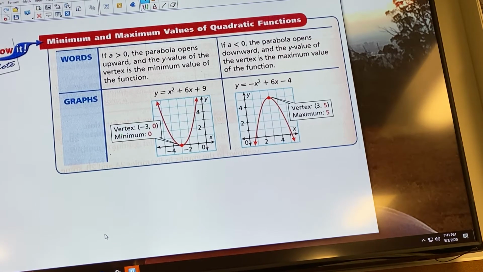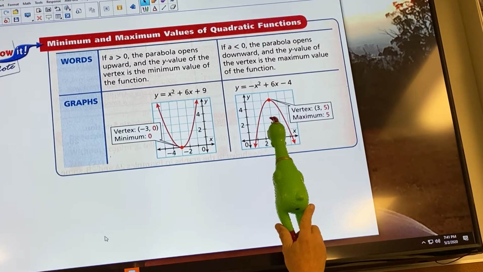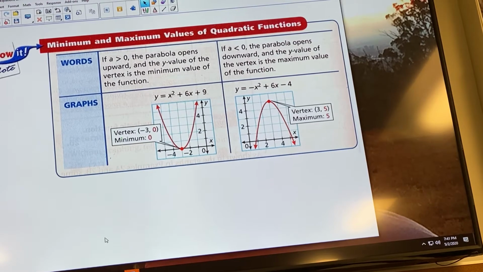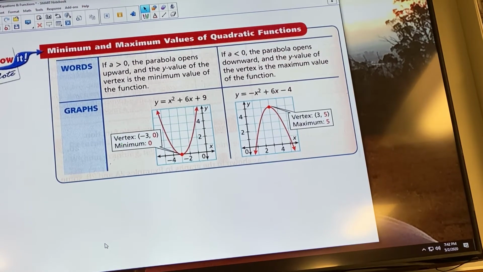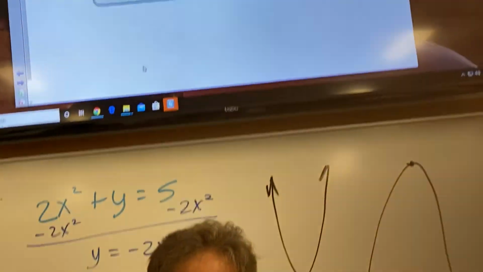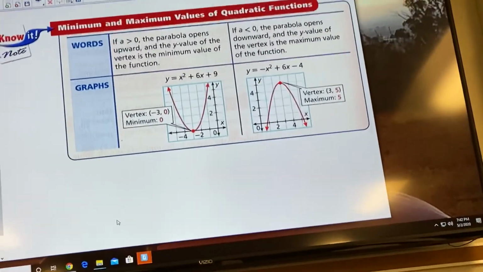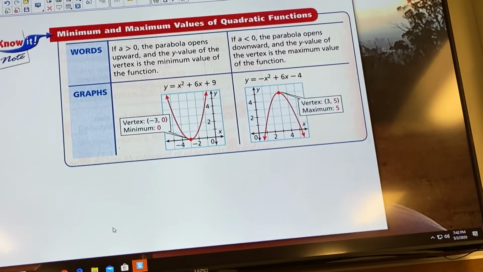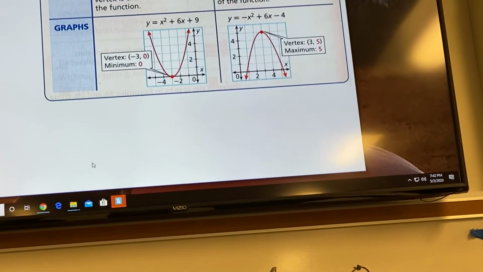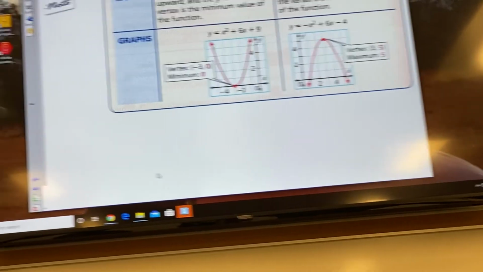Okay. This next one right here, look at the vertex. It's 1, 2, 3 over, and 1, 2, 3, 4, 5 up. 3, 5. The vertex is the point 3, 5. And it opens downward, meaning that vertex is a maximum. If the vertex is 3, 5, it opens down, so it's a maximum, and the maximum value is 5. It's always the y coordinate of the vertex. Okay.